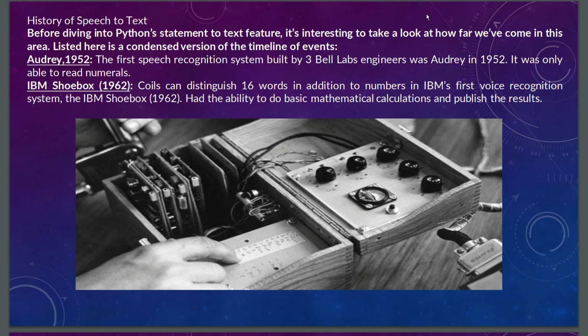So Audrey, 1952, is the year the first speech recognition system was built by three Bell Lab engineers. It was only able to read numerals. And then in 1962 it was the IBM Shoebox, which could distinguish 16 words in addition to numbers. It was IBM's first voice recognition system, and it also had the ability to do basic mathematical calculations and publish the results.